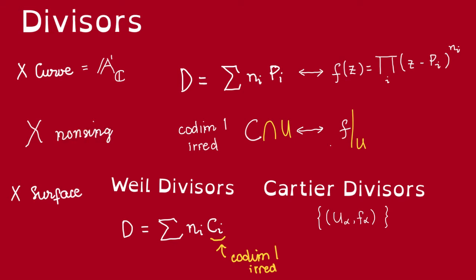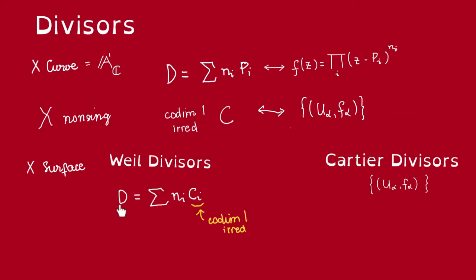Now then, if X itself is non-singular, or we might say smooth, then we can cover X by neighborhoods U alpha, such that on each U alpha, C has a local equation F alpha. So we can think of C as a set of its local equations, because we can recover C from this.